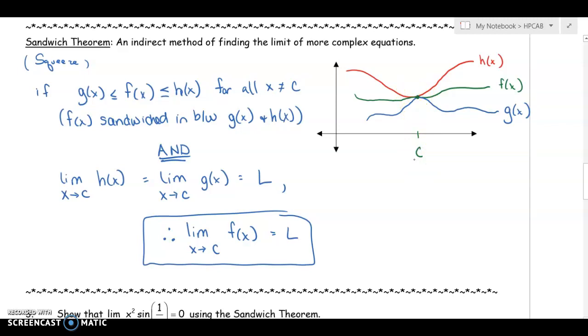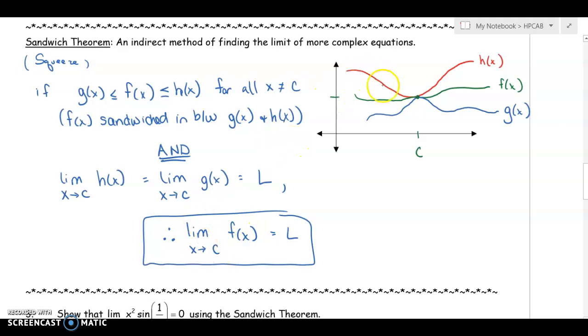All right, so here's what happens. You can see that f of x is in between h of x and g of x, everywhere except at c. So this green line is between the red and the blue line. So that's this first part. It's sandwiched. And if the limit as x approaches c of h of x, you'll see it's approaching whatever this y value is over here. I don't know what it is. The limit of g of x as x approaches c is also approaching that same y value.